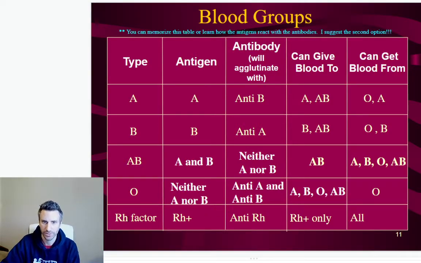And then the Rh factor. So if you have the Rh factor, you'd be Rh positive, and you'd have the anti-Rh. It's not exactly the antibody, but it's your anti-Rh. You can give blood to somebody who is Rh positive only, and you can get blood from anyone who is Rh positive or Rh negative. So it works the same way of you having the anti-Rh in this case, as opposed to it being an antibody, but it's the same idea.